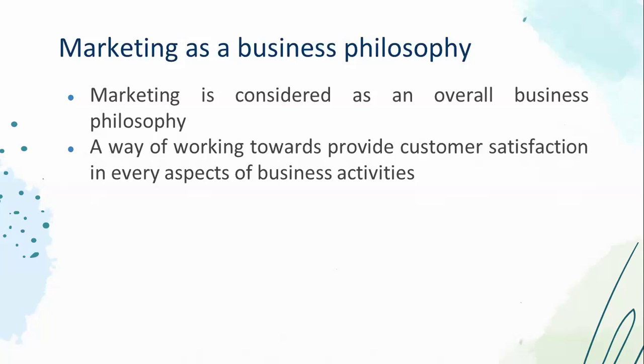Now let's see what would be the third role. We say marketing is a business philosophy. So one role of marketing is that it acts as a business philosophy. A philosophy means there's an objective and there's a view regarding anything. We call it a philosophy, right? So marketing also has a philosophy. That means the philosophy of marketing is to provide customer satisfaction in every aspect of your business activities. Keep this in mind, right?